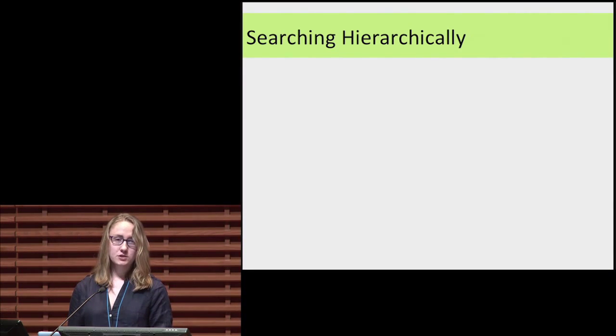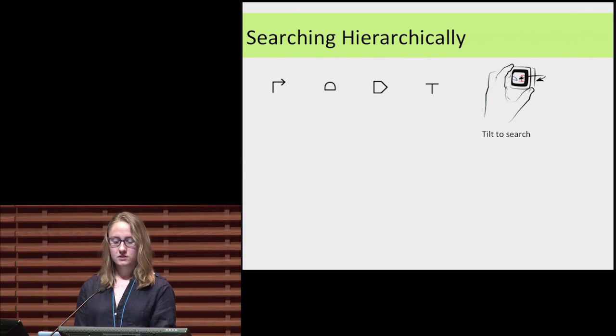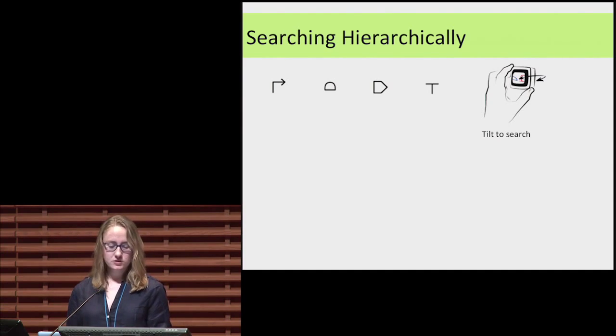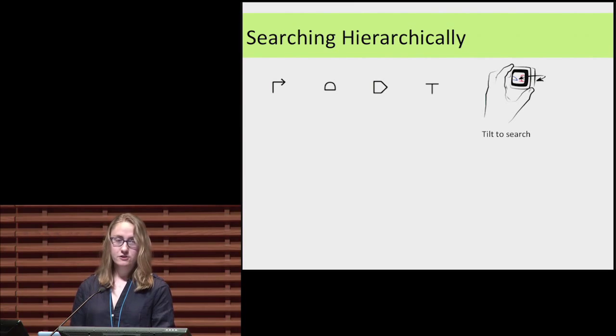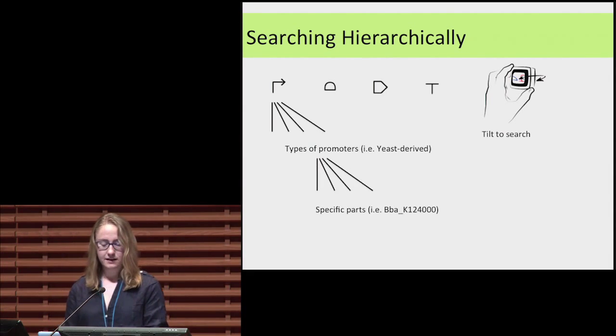So because we offloaded so much of the interaction to the cubes themselves, we needed a way for the user to be able to search lots and lots of parts on the cubes. And we decided on tilt to search. So the user first tilts to search between the 4 generic parts. But there's also a database of 3,000 or so parts that the user might want to search between. And that would be a lot just to tilt through. Luckily, this dataset is hierarchical. So for each generic part, there are types of that part. For example, yeast-driven promoters. Then for every type of promoter, there are specific instances of that.